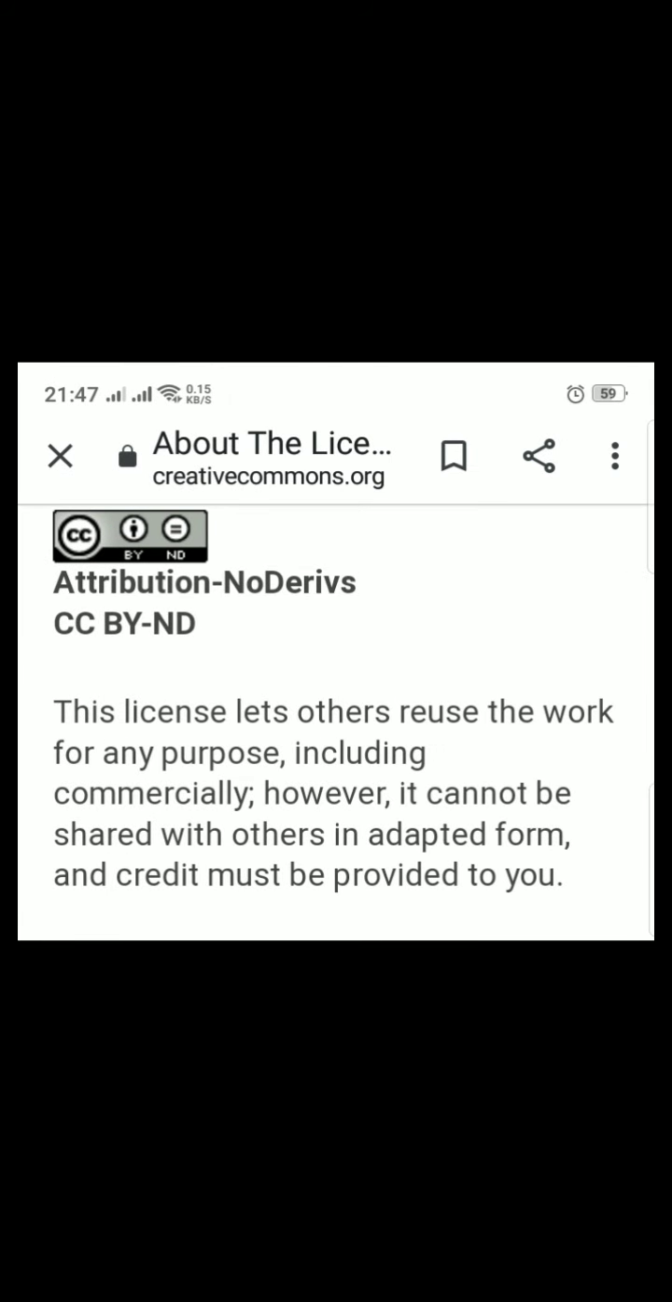The third license that is offered is attribution no derivatives, CC BY ND. It means simply that your original work should not be disturbed, should not be changed, should not be modified. They have to use it as it is. But they can use it for commercial purposes.